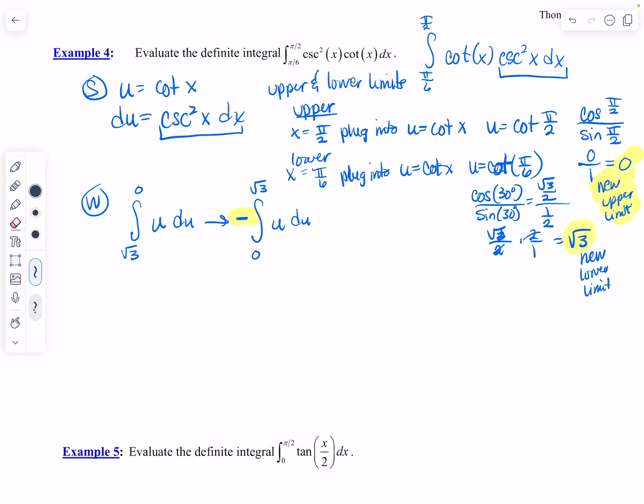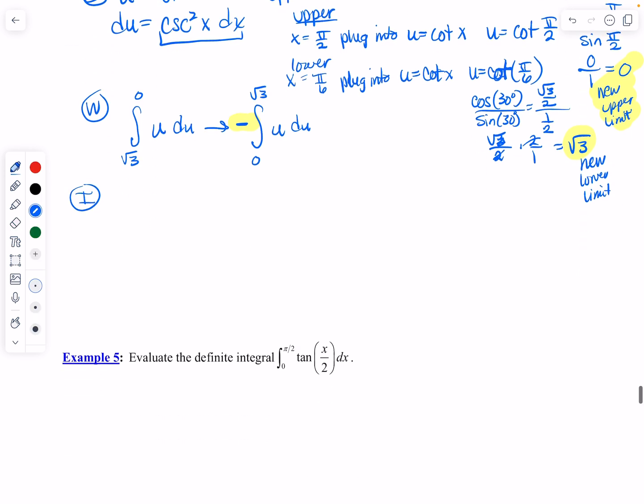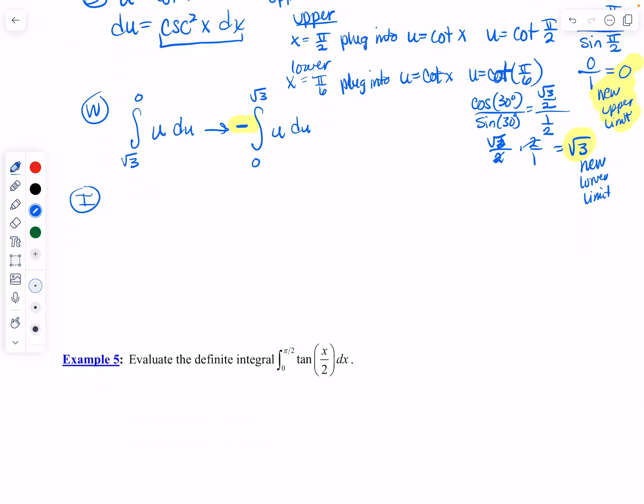Okay, now integrate. So this becomes u^(1+1) over 1+1, so this is 1/2 u squared. Okay? And remember, because we have that negative hanging outside, it's negative. And we're going to evaluate it from 0 to radical 3.